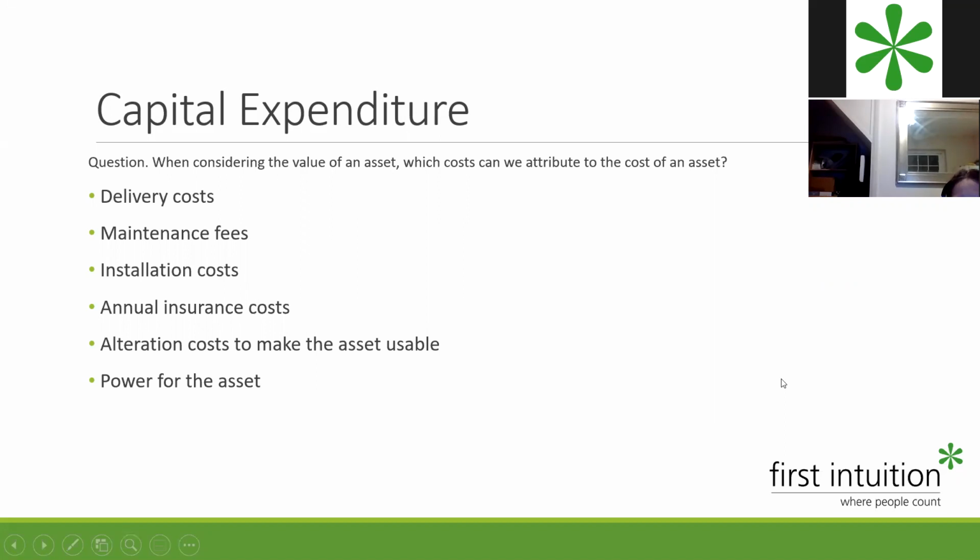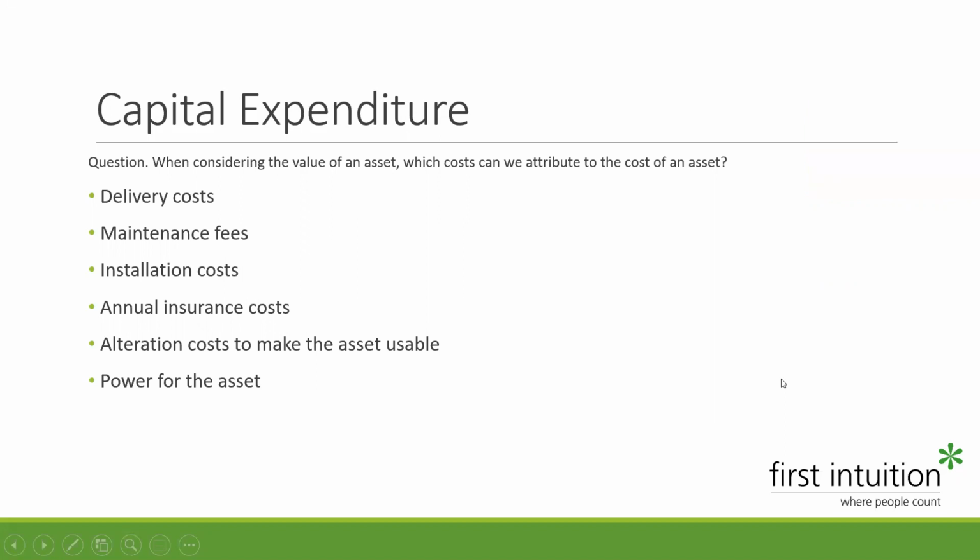So we've been told, when we're considering the value of an asset, which costs can we attribute to the overall cost of an asset? So we've got 6 options here. We've got delivery costs, we've got maintenance fees, installation costs, annual insurance costs, alteration costs to make this asset usable, and then power to basically run the asset.